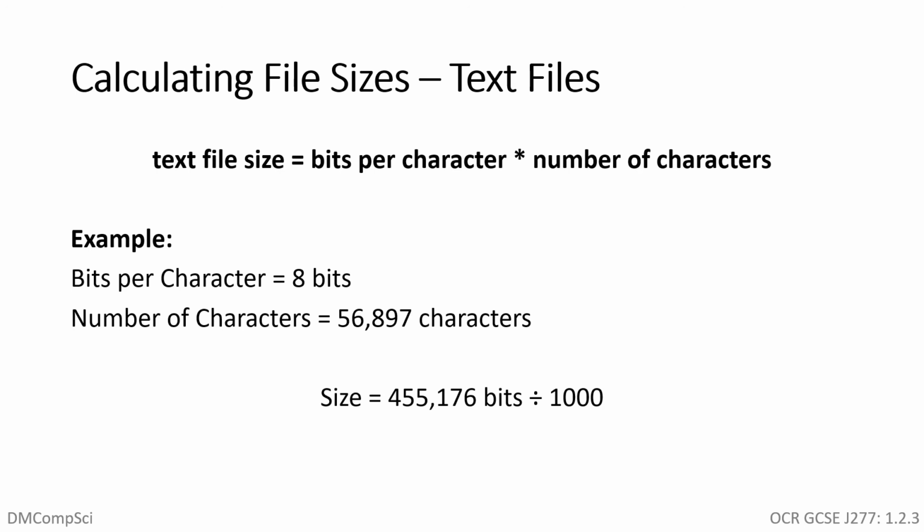Take all of that, pop it into our calculator, and we get a size of 455,176 bits. Smaller number than we've seen recently. Text files are one of the smallest files. We are going to divide this by 1,000, however, as 455,176 is still quite a large number. We can get that down to 455.18 kilobytes. We could go down to megabytes, but we'd be getting into 0.045 whatever, so we just keep it at 455.18 kilobytes. This is usually what a file size for a text file is expressed in anyway.